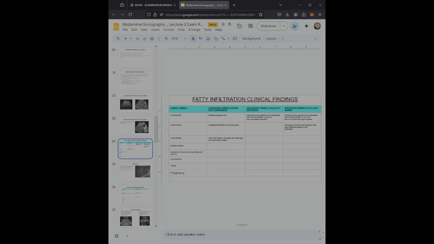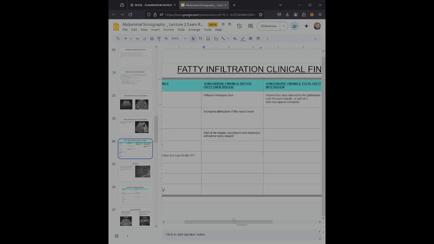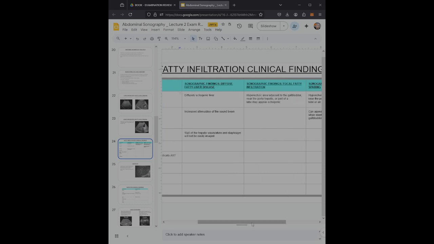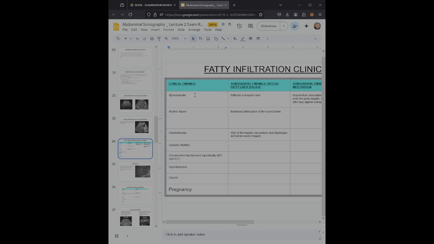So there's some clinical findings for fatty liver disease. So I will just zoom in here. So, clinical findings, we can be asymptomatic. We can find alcohol abuse with the clinical history. They can be chemotherapy, they can be diabetes mellitus, elevated liver function, AST, ALT, hyperlipidemia, obesity, and pregnancy.